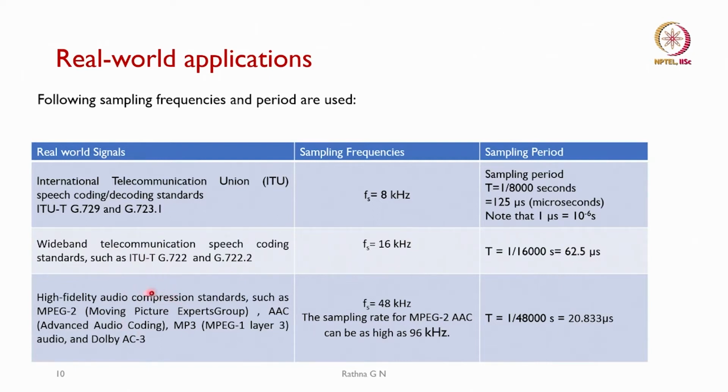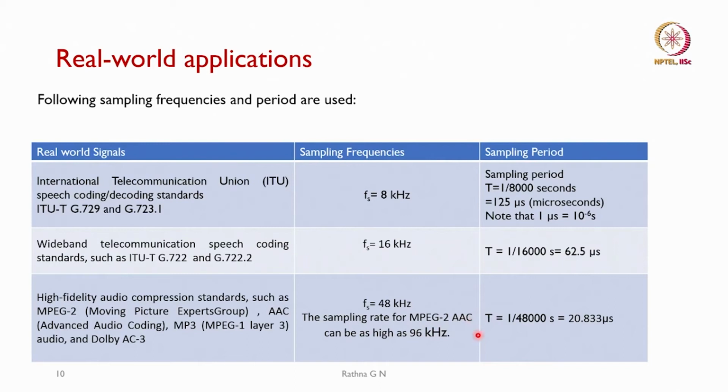Coming to the third real world example, high fidelity audio compression standards such as MPEG-2, the Moving Picture Experts Group, and AAC, advanced audio coding, and the MP3 coding technique, which we call MPEG-1 layer 3, considered for audio, and then the Dolby AC3 systems also. In these applications the sampling frequency used is 48 kilohertz, and the sampling rate for MPEG-2 AAC can be as high as 96 kilohertz.